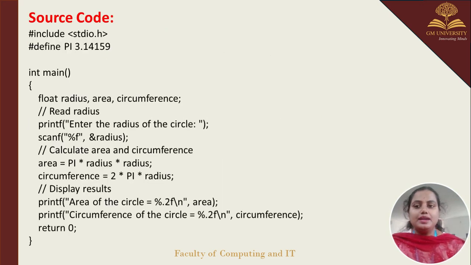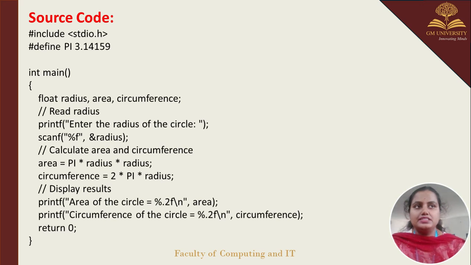This is the C programming source code for the area and circumference of a circle problem. Now, let me execute this source code. Here, #include <stdio.h> is the header file, and #define PI 3.14 is defining the pi value. The above lines included the standard input output header and defined pi as a constant here.